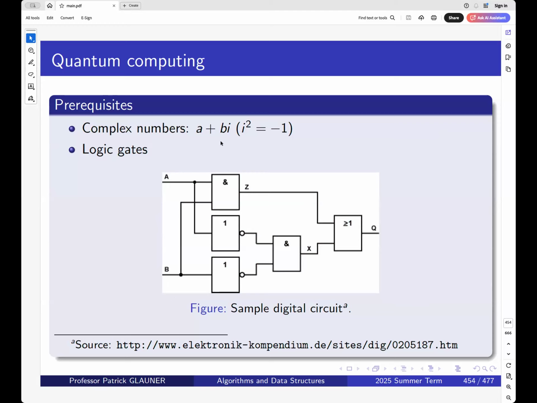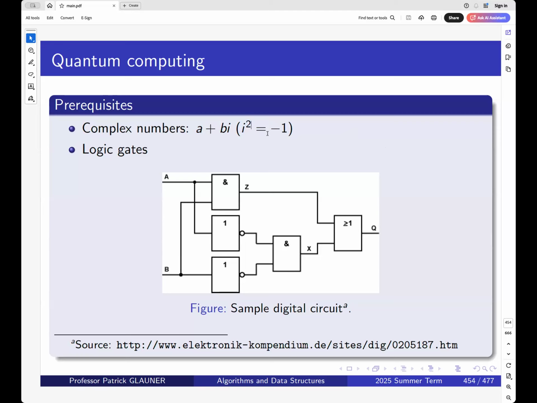And you also need complex numbers. So complex numbers are a set of numbers that extend the real numbers, because a complex number has two components. It has the real component A and another component B, which is a real number, but we multiply B with i, which is the imaginary number. And if you square i, you have -1.